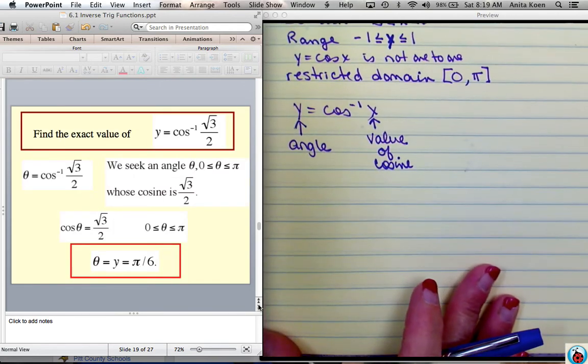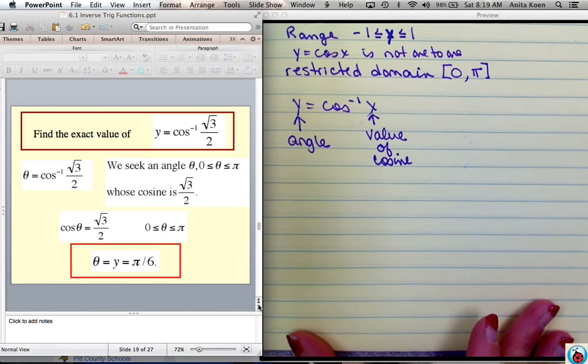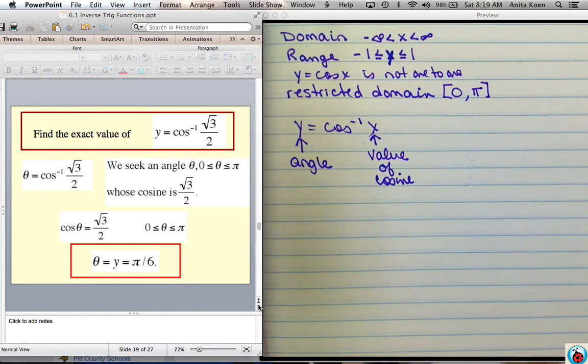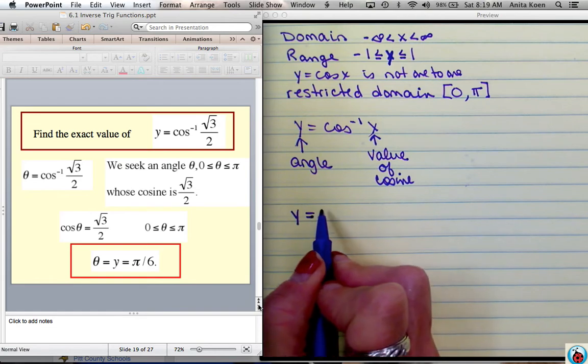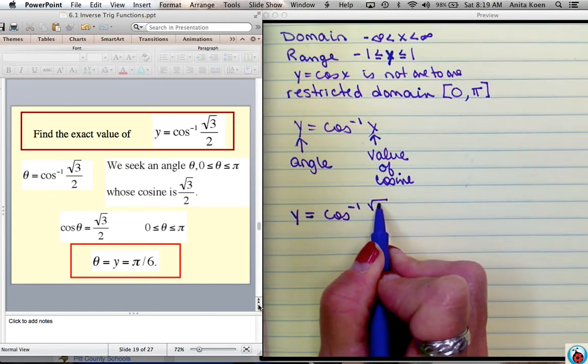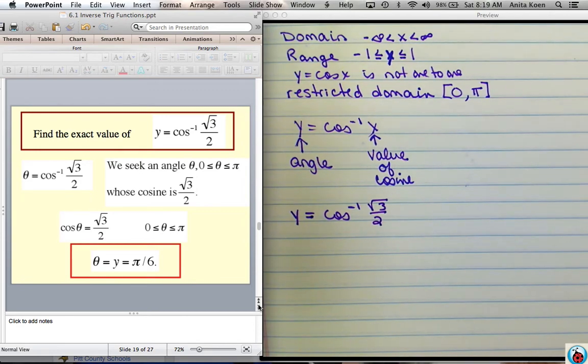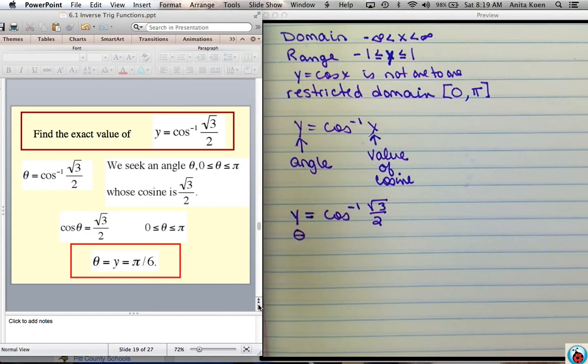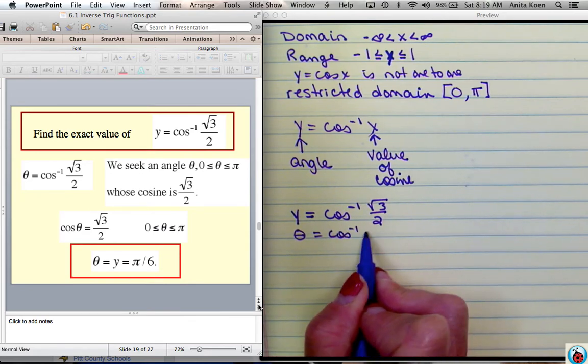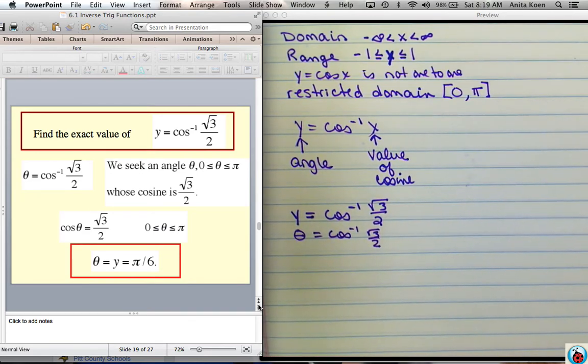All right, so let's find the exact values. Let me move this right here so you still have all your information. Let's find the exact value of y equals the cosine inverse of the square root of 3 over 2. The first thing I'm always going to do, like I told you with the sine, is replace my y with theta so that I don't forget that I am looking for an angle. I tend to think of theta intuitively as an angle. So what we're looking for here is an angle theta.